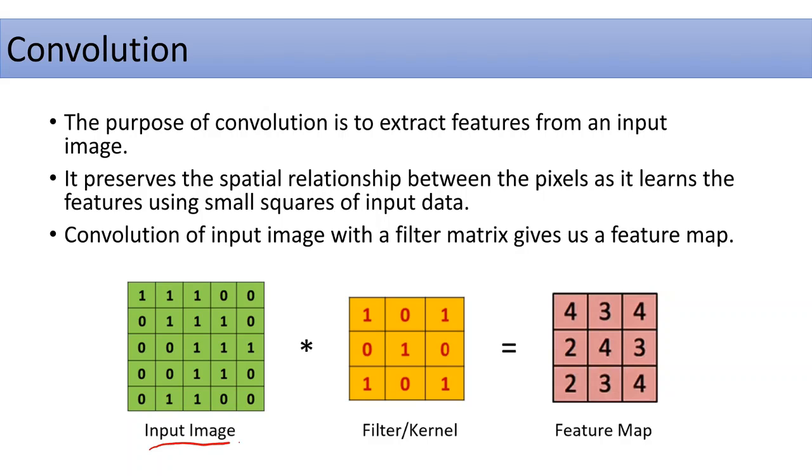This is the input image. It consists of zeros and ones. Ideally, this can be any number between 0 to 255. These zeros and ones are just taken for mathematical simplicity. The convolution layer also preserves the spatial relationship between the pixels. This is because it learns features using small squares of the input data. So at a time, only this much of the input data is used to extract the features.